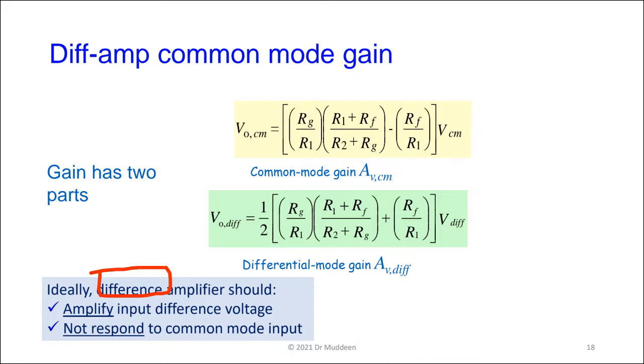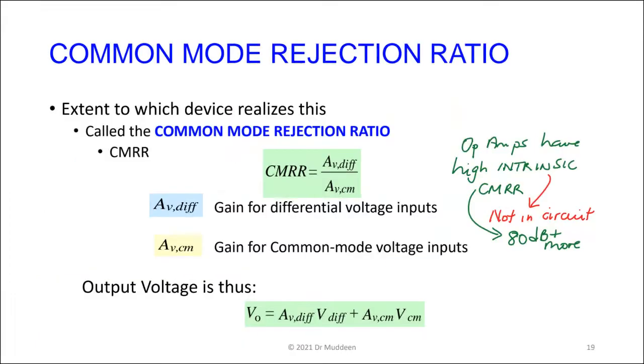If it is really working well, this part ideally is what you want. This part should be 0. In other words, it should ignore the common mode voltage, and it should only respond to the differential voltage. That characteristic is what we call the common mode rejection ratio, which is something that you would have met before, but we're doing it a little more formally here.